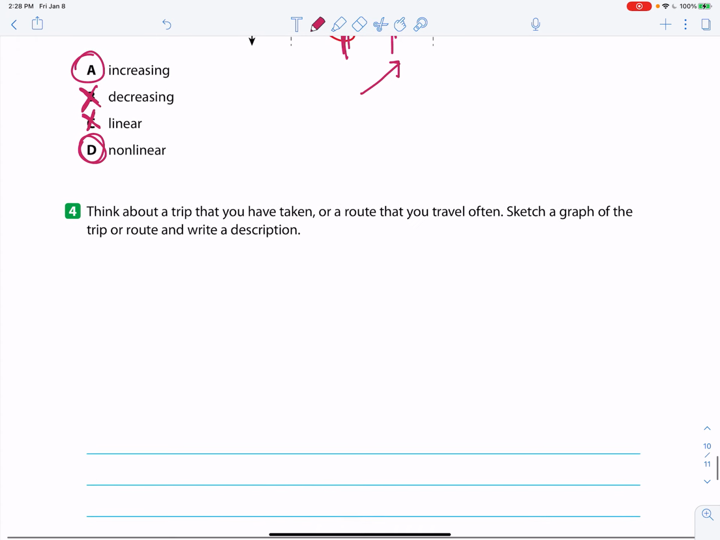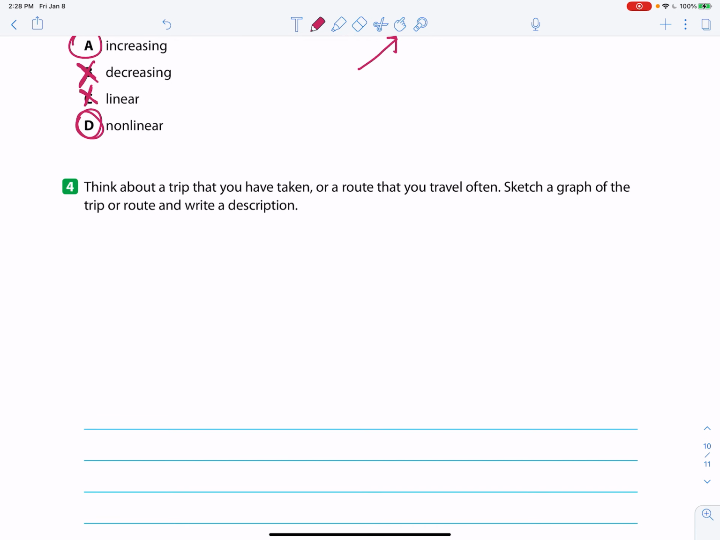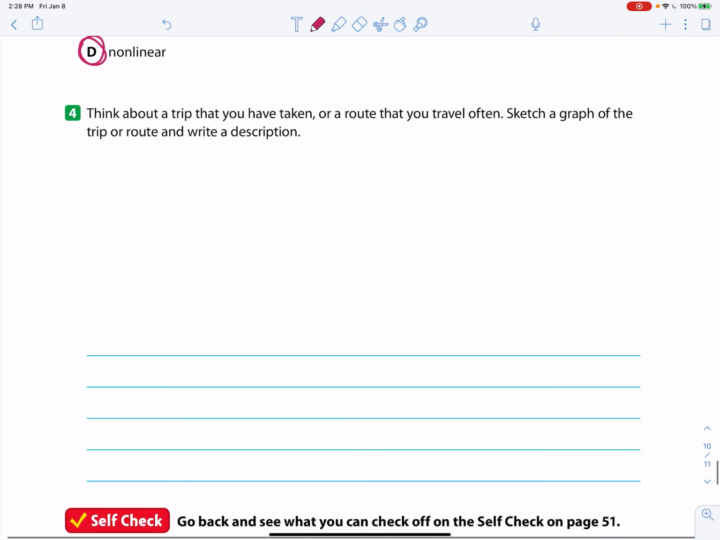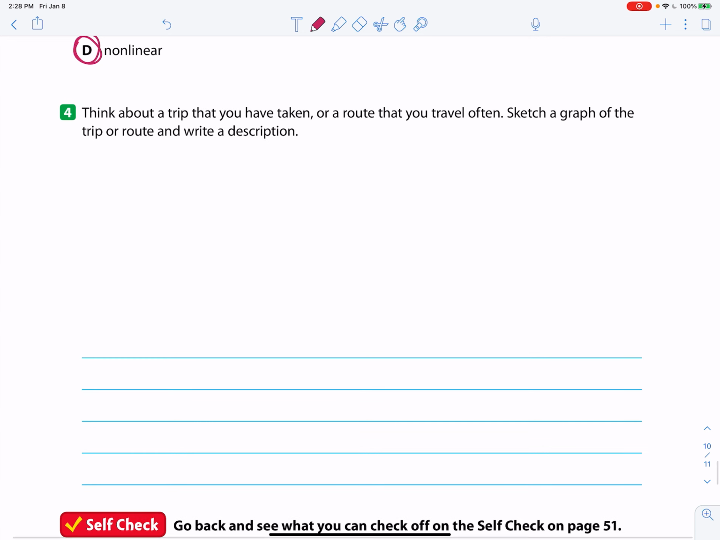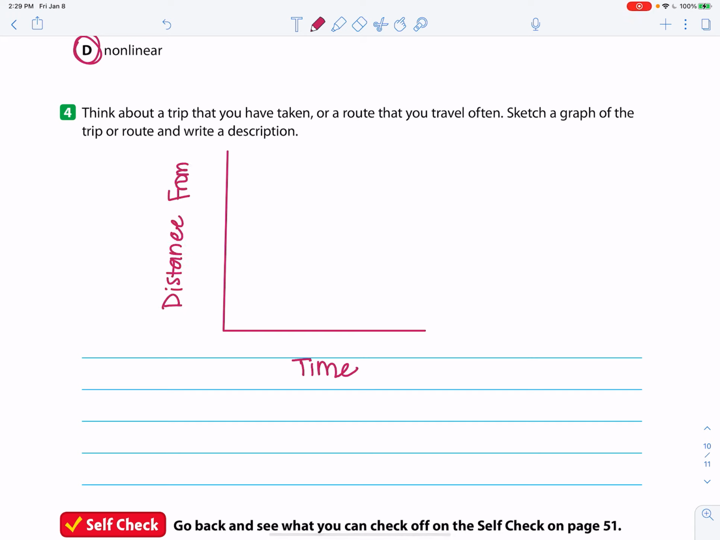And finally, number 4. Think about a trip that you've taken or a route that you travel often. Sketch a graph of the trip or route and write a description. So I'm going to leave this one to you guys because answers will definitely be varying. Just make sure that you draw out your description of your route or your trip. Just make sure you have these 2 things. You should have the time that it takes you to go this route, and let's compare it to the distance from home, just like we've seen all throughout the lesson.